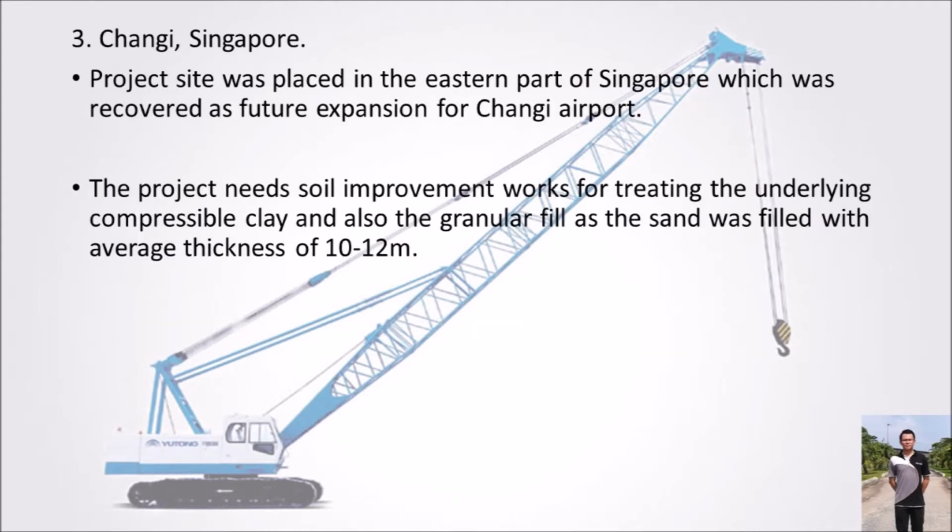Third, Changi, Singapore. The project site was placed in the eastern part of Singapore, which was designated as a future expansion for Changi Airport. The project needs soil improvement work for treating the underlying compressible clay and also the granular fill, as the sand was filled with an average thickness of 10 to 12 meters.